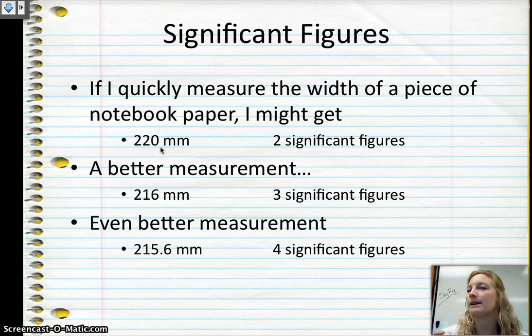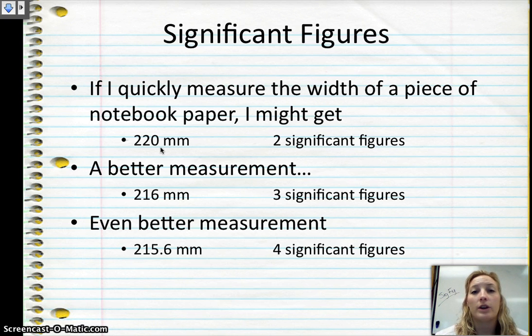If I were to really get down to the nitty-gritty of that ruler and do an even better measurement and say it's actually closer to 215.6, I've measured it like I'm supposed to. I went one place past what that ruler said, and so that number would be very accurate. So if I were to do any calculations with that number, I would get a much better answer at the end.